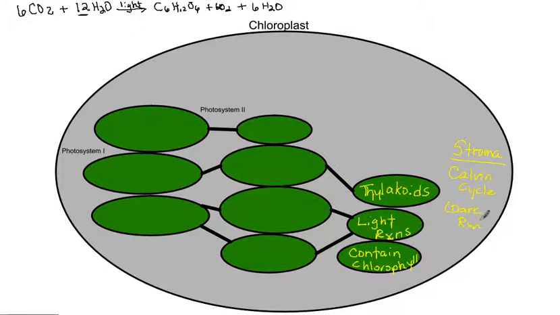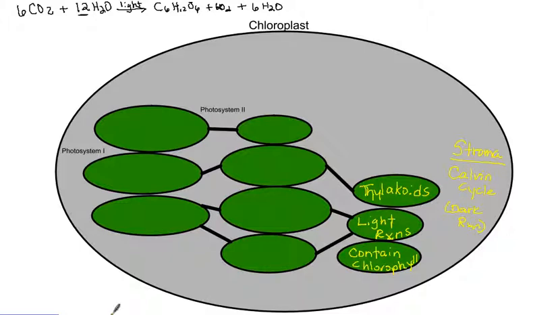So the reactions aren't dark themselves. They can take place in the light. We call them the dark reactions because they don't require light energy for that part of the reaction. But we're going to call it the Calvin cycle. All right, so those are the parts of our chloroplast where our photosynthesis is going to take place.